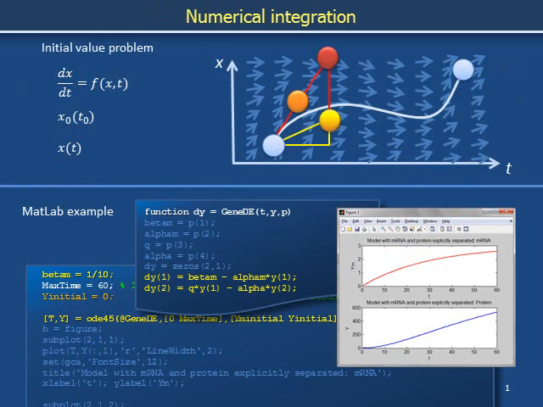In this video, we have illustrated roughly how numerical integration works and what it looks like to work with on a day-to-day basis.